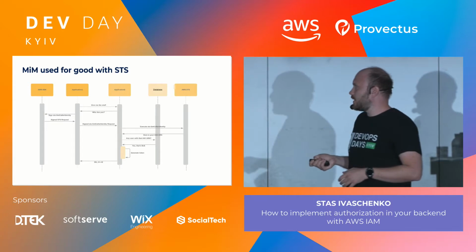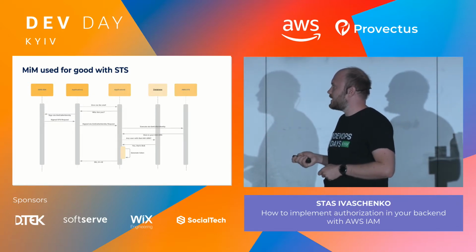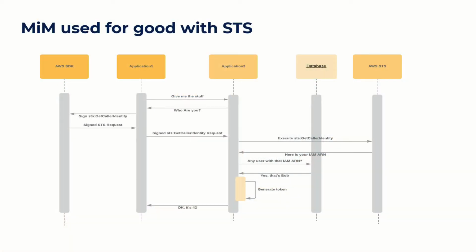And then this second microservice is going to actually execute it against the STS. And the STS is going to respond, hey, here is your Amazon ARN, the IAM ARN. ARN is the Amazon Resource Name. For our purposes, it's just a string, but it's a unique string that identifies the IAM role. So that's all you're going to need here.